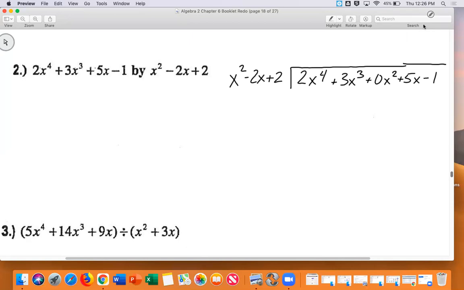Jake, do you see where I got that 0x squared from? See how it's missing from here? So it goes 4, 3. I needed to take into account the 2's that aren't there. 1, 0.